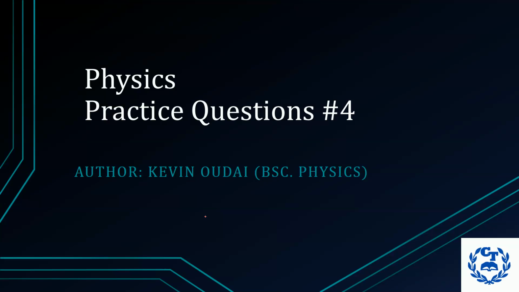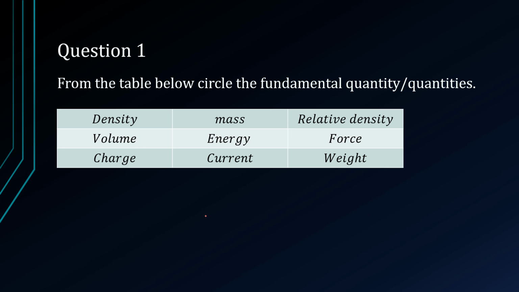In this lesson, we're just going to do some practice questions for all the information we've covered so far. In the first question, we're going to ask, from the table below, circle the fundamental quantity or quantities. And we know that density is not a fundamental, relative density is not, force is not, weight is not, energy is not, volume is not, and charge is not. So the only two that remain are mass and current.